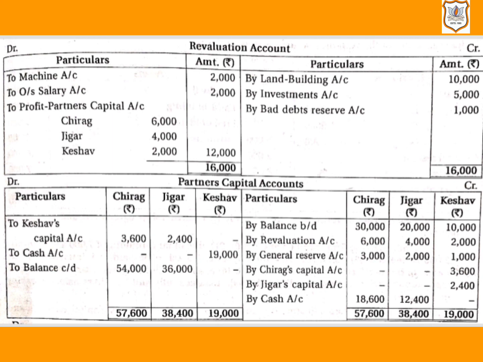Now we will close continuing partners capital account. So first let us close Chirag's capital account. If you close it, you will find difference on credit side, that is 18,600. That means here Chirag has brought rupees 18,600. And if you close Jigar's capital account, you will find difference on credit side again 12,400. That means Jigar has brought 12,400 in cash.